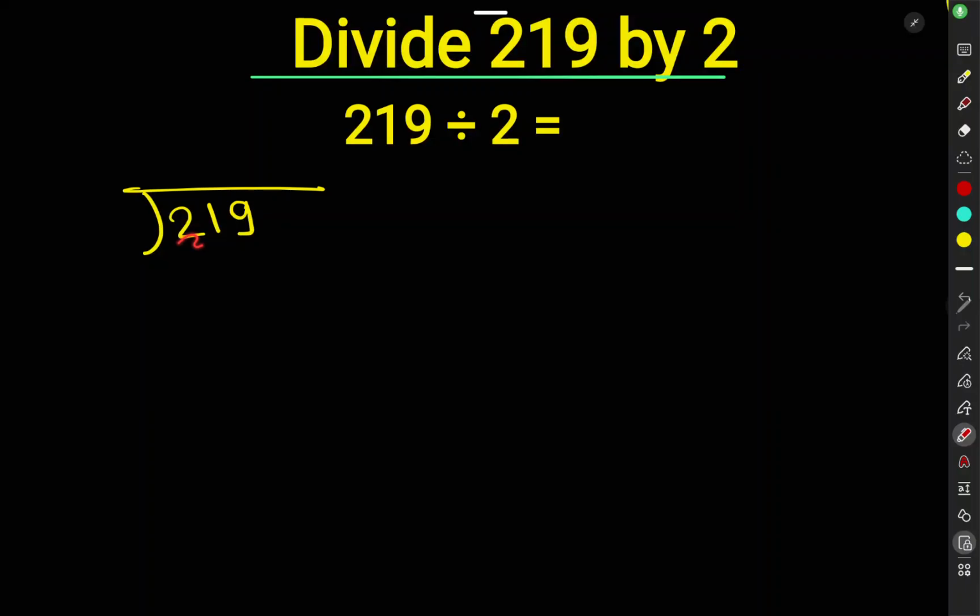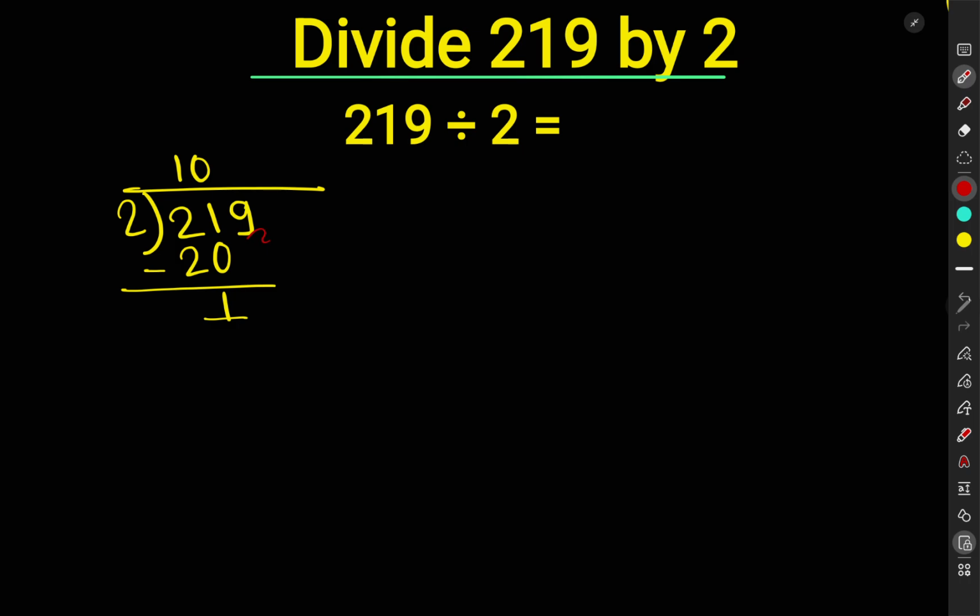Here we divide 290 by 2 in long division method. So 2 times 10 means 20. On subtracting we get 1. So now this 1 is less than 2.